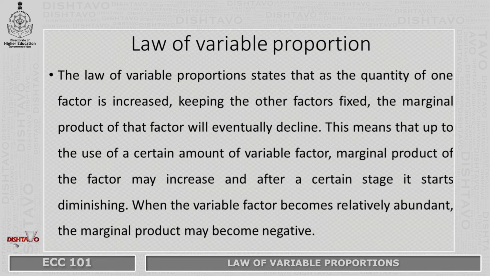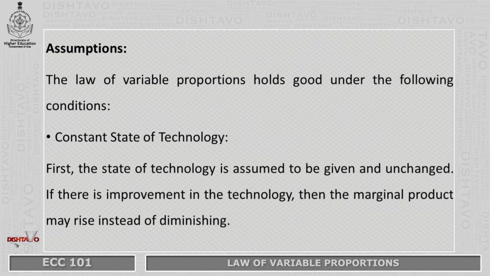The law of variable proportions states that as the quantity of one factor is increased, keeping the other factor fixed, the marginal product of that factor will eventually decline. This means that up to the use of a certain amount of variable factor, the marginal product of the factor may increase, and after a certain stage, it starts diminishing. When the variable factor becomes relatively abundant, the marginal product may become negative.